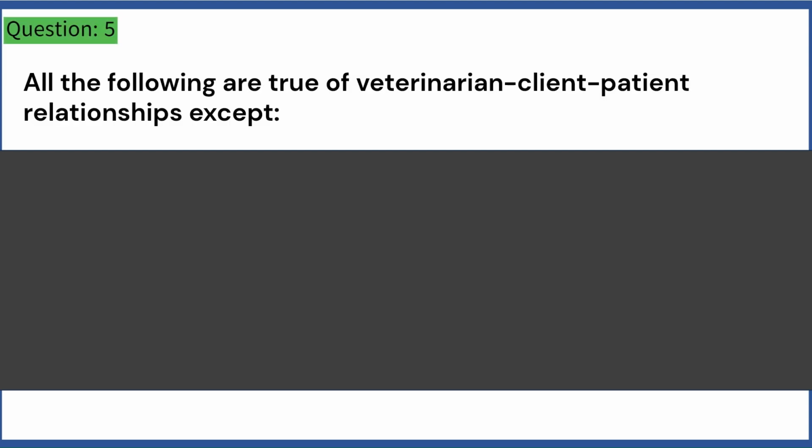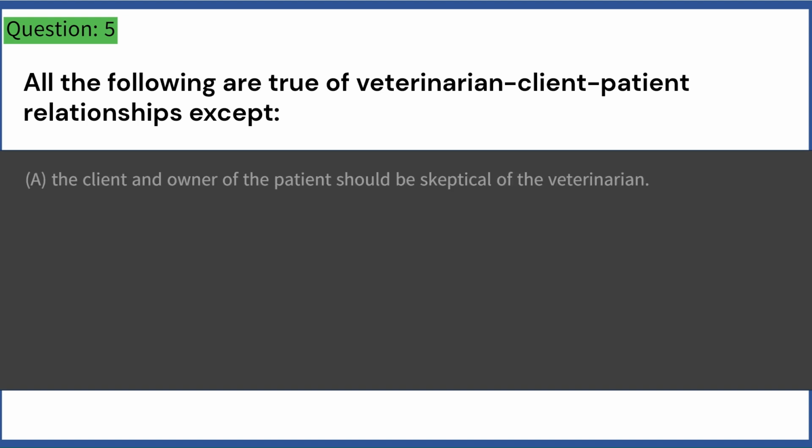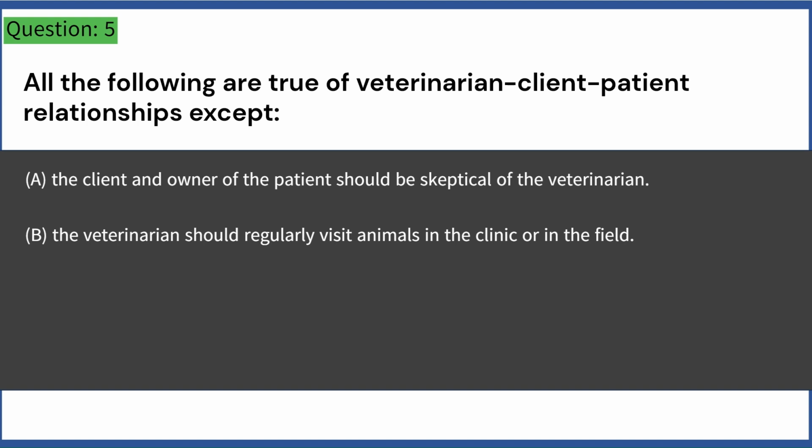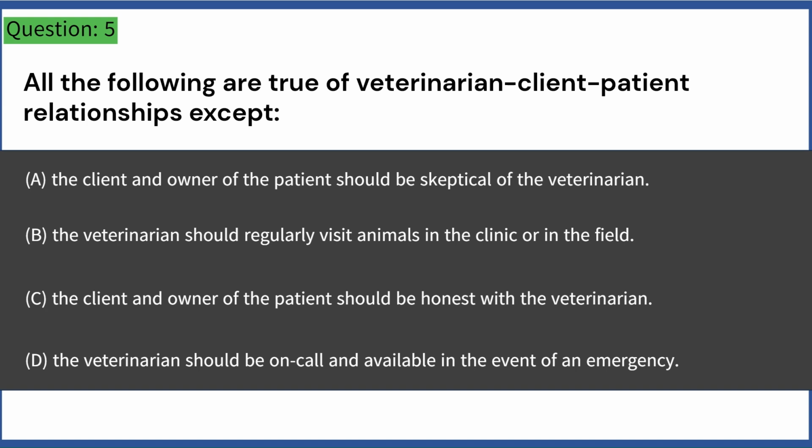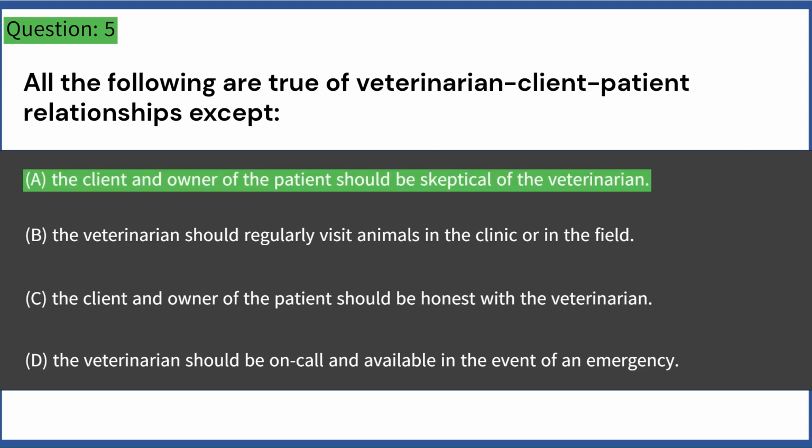All the following are true of veterinarian-client-patient relationships except A. The client and owner of the patient should be skeptical of the veterinarian. B. The veterinarian should regularly visit animals in the clinic or in the field. C. The client and owner of the patient should be honest with the veterinarian. D. The veterinarian should be on call and available in the event of an emergency. Answer: A. The client and owner of the patient should be skeptical of the veterinarian.